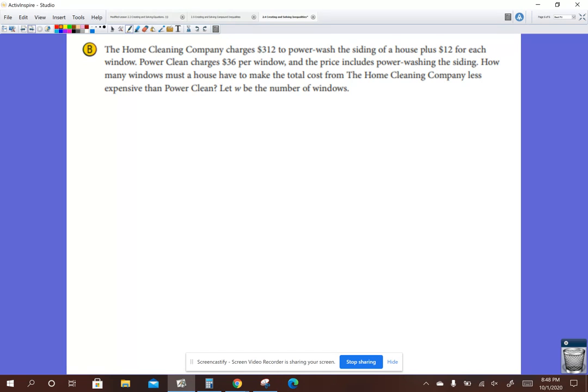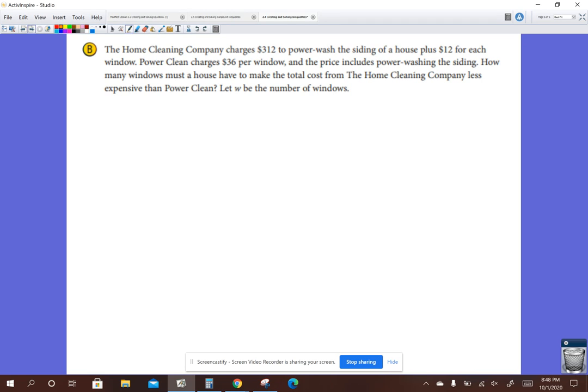The home cleaning company charges $312 to power wash the siding of a house, plus $12 for each window. Power Clean charges $36 per window, a flat price. And the price includes power washing the siding. How many windows must a house have to make the total cost from the home cleaning company less expensive than Power Clean? Let W be the number of windows.